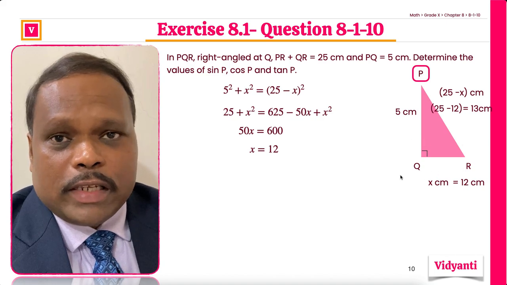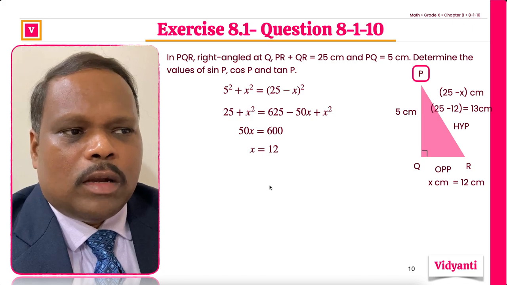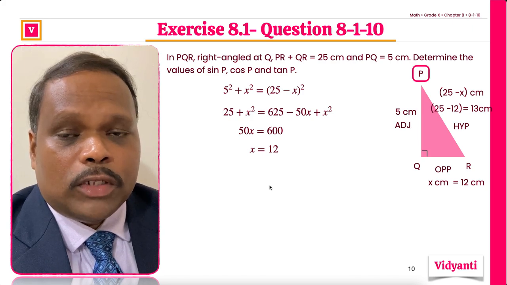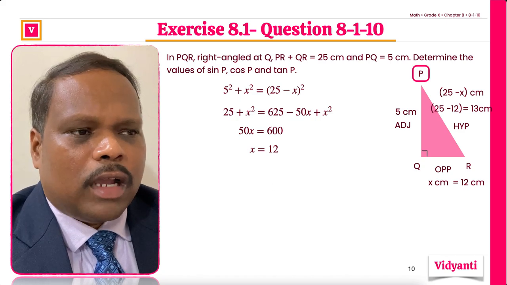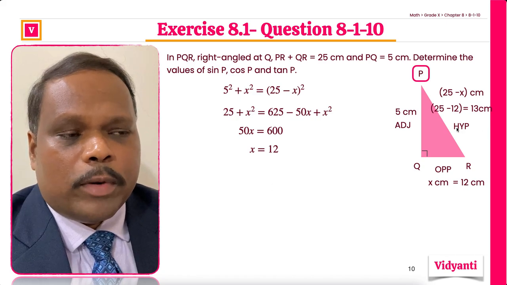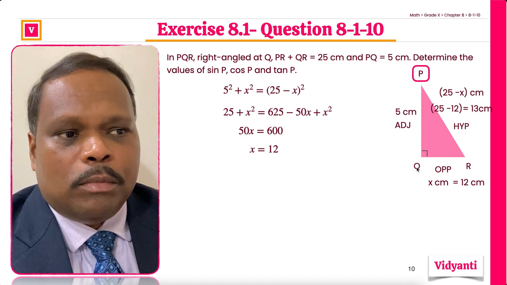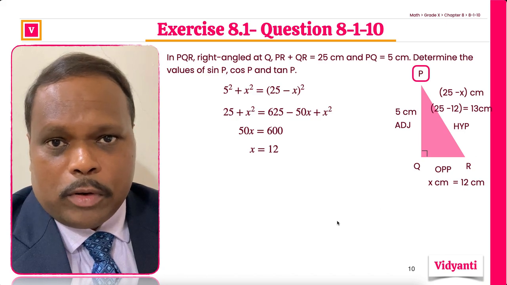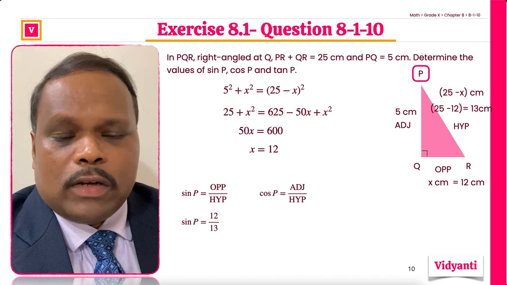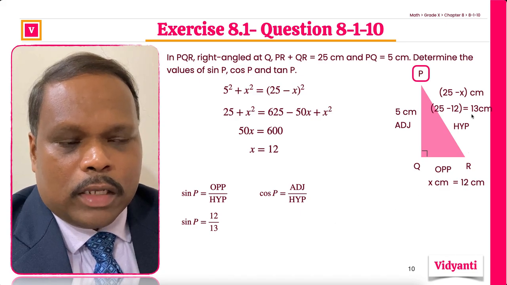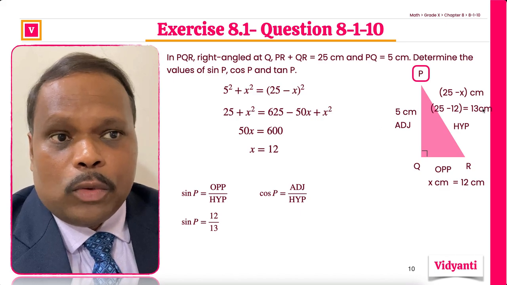Once we know all three sides, then we can find out sine, cosine, tangent of any side. First we have to identify which one is opposite, which is adjacent, and which is hypotenuse. Hypotenuse is same for everybody. As far as angle P is concerned, QR is opposite, PQ is adjacent, and PR is hypotenuse. So sine P is opposite over hypotenuse. That will come out to be 12 over 13, and cosine P will be adjacent over hypotenuse. That will come out to be 5 over 13.